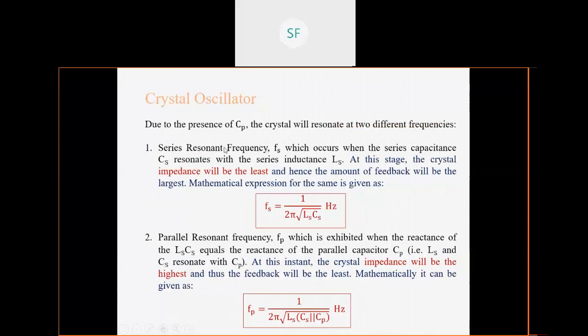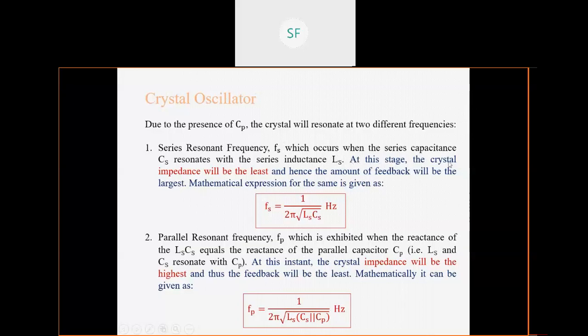Then again, due to the presence of CP, there will be two resonant frequencies. The series resonant frequency is given by F suffix S, which equals 1 divided by 2 pi under root Ls into Cs. You can observe that these are the series components, and this frequency is due to the series components, that is series resonant frequency.